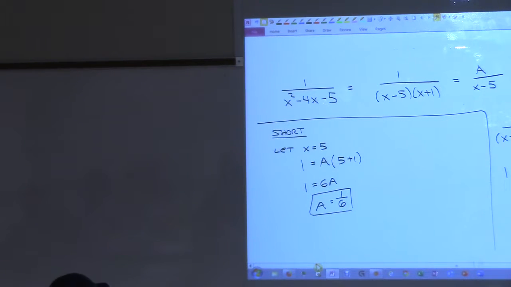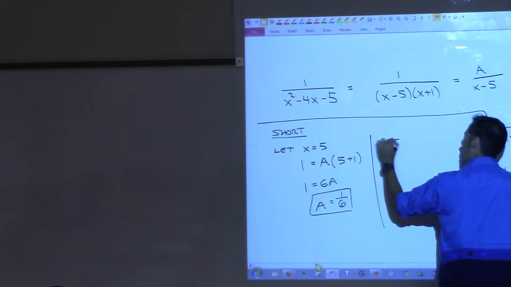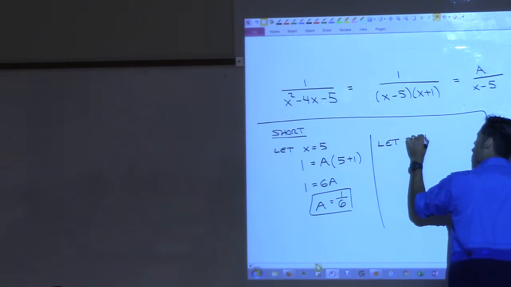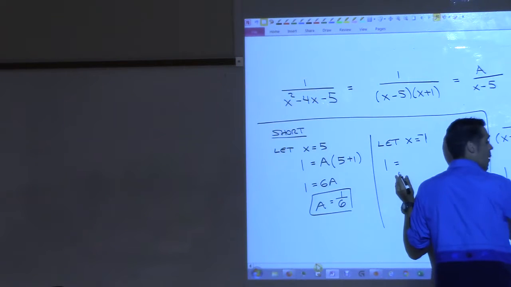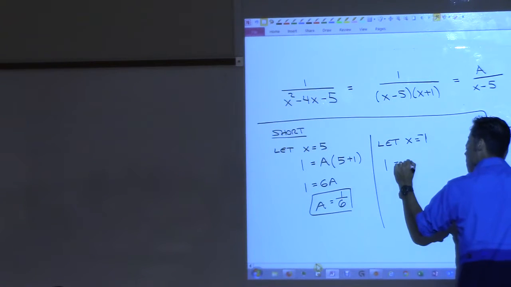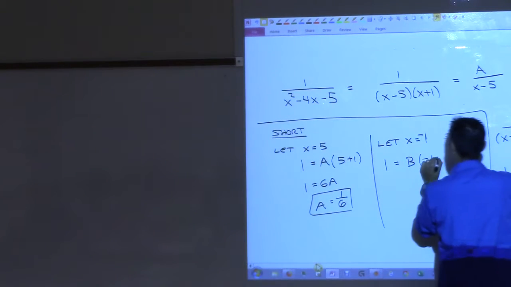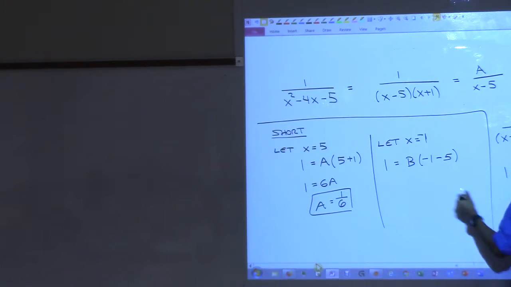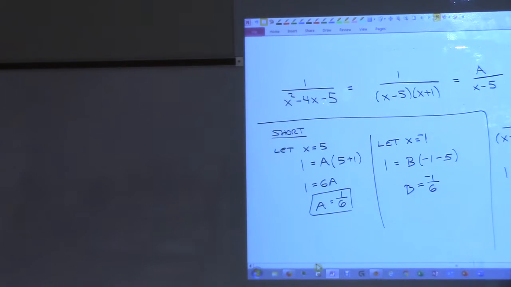Okay, how do I get b? Do the same thing, but this time kill this one off. So you get to play God again. Let x be -1. So that'll become 1 equals, this is gone, right? And then over here, b times -1 plus minus 5. So you get -6 over there, so you get basically b is -1/6. Right?